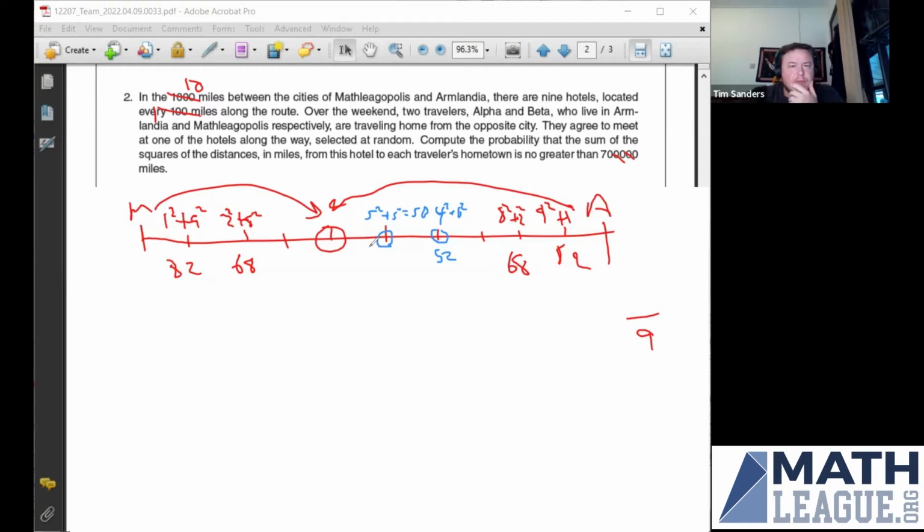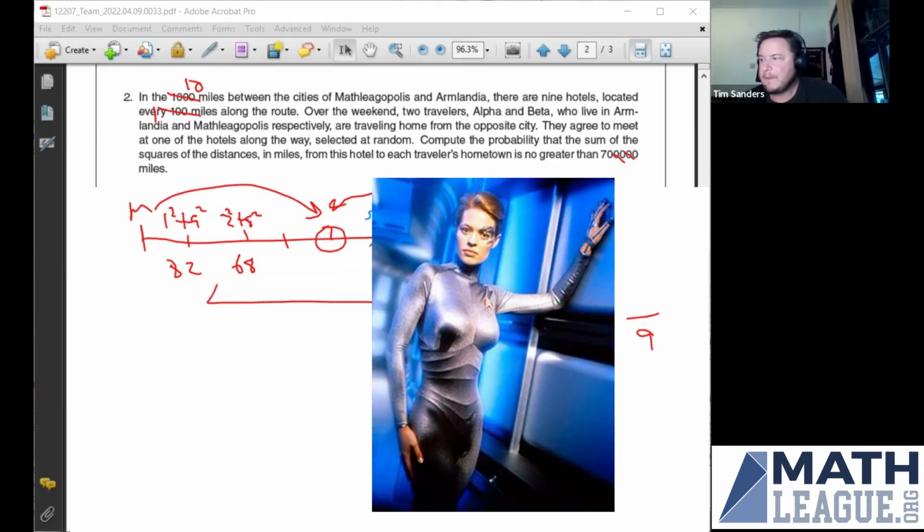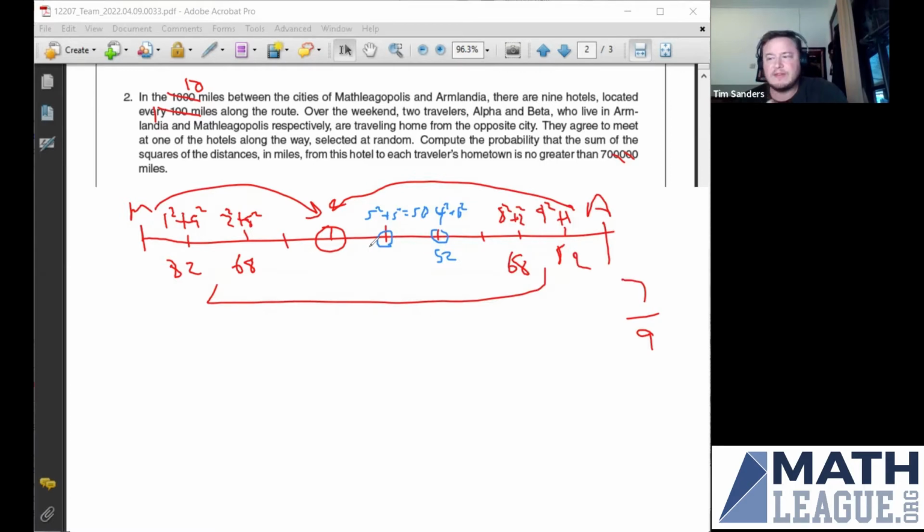52, of course, is going to show up on both sides. I guess the next one would be 49 plus 9, 58. So yeah, we're getting no more than 70 in 7 of these 9. So that's going to give us an answer of 7x. So that's one way to do this, of course.